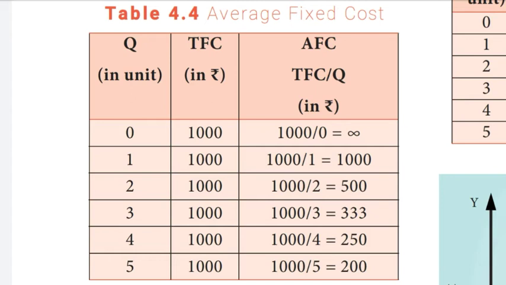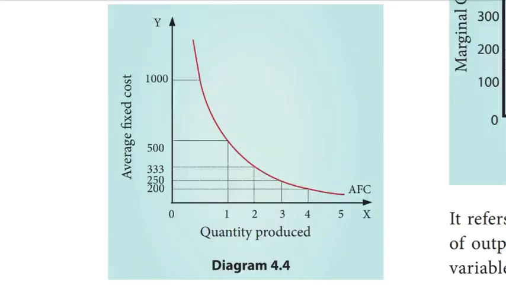Average fixed cost is shown in table 4.4 and diagram 4.4. Average fixed cost falls as output increases, as fixed cost remains constant. The average fixed cost curve is downward sloping throughout its length, never touching the x and y axes. The shape of the average fixed cost curve is a rectangular hyperbola.